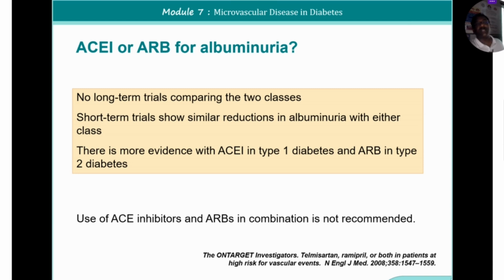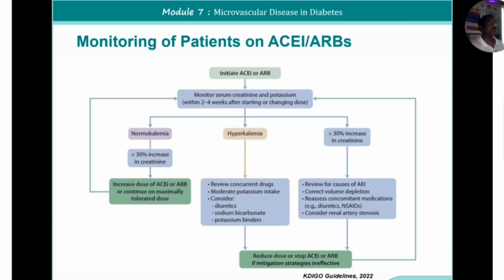ACE or ARB, there are no long-term trials comparing the two classes. Short-term trials show similar reductions. There is more evidence for ACE in type 1 diabetes and ARBs in type 2 diabetes. That is the reason we use more of telmisartan and other sartans, because most of our patients are type 2 diabetics. Use of ACE plus ARBs in combination is not recommended except in the hands of a senior-most nephrologist.